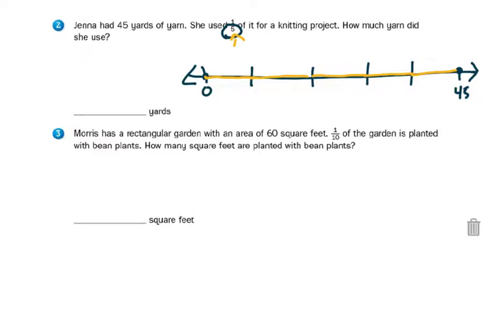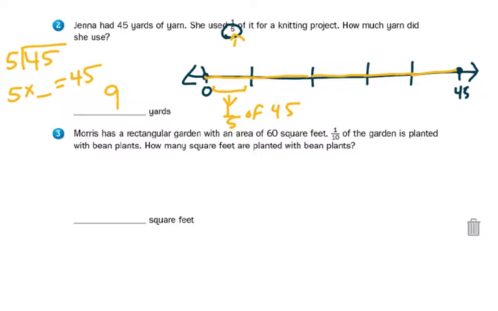Okay. So how much would 1/5 of that be? Well, what would 45 divided into 5 equal groups? How many 5s are there in 45? Think of it that way. There'd be 9. So from here to here is 1/5 of 45. And the answer would be 9. So if this were 9, 9 plus 9 is 18. 18 plus 9 is 27. 27 plus 9 is 36. And then 45.